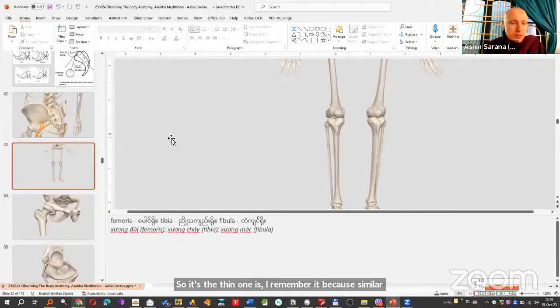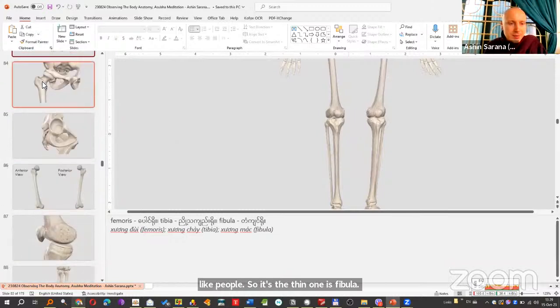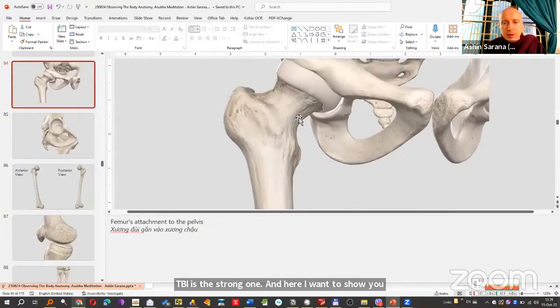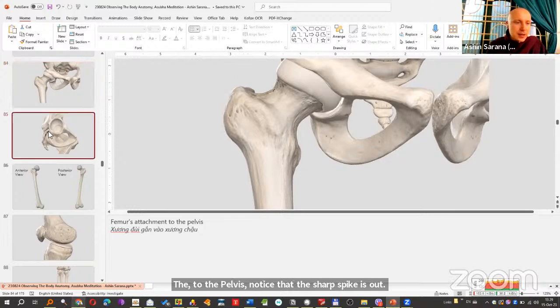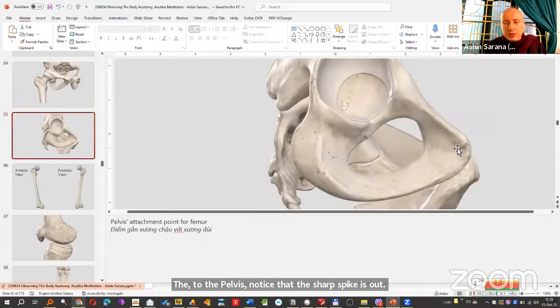And here I want to show you several attachments. So first, the one we have already seen, the attachment of the femur, the thigh bone, to the pelvis. Notice that the sharp spike is out. Then here we have the 2 holes. This hole serves for the femur. This serves for the muscles.